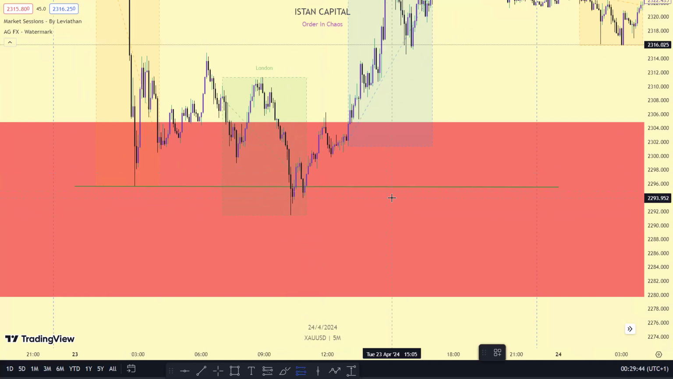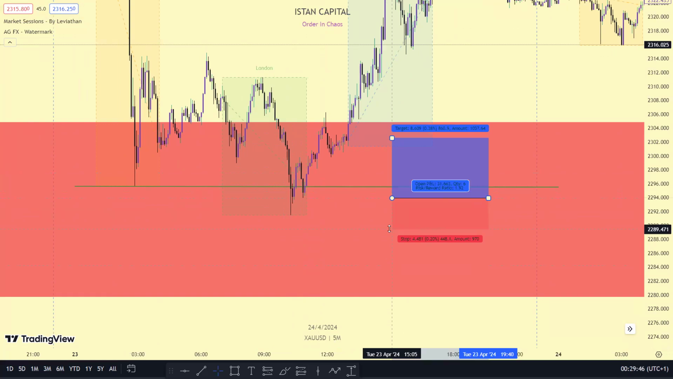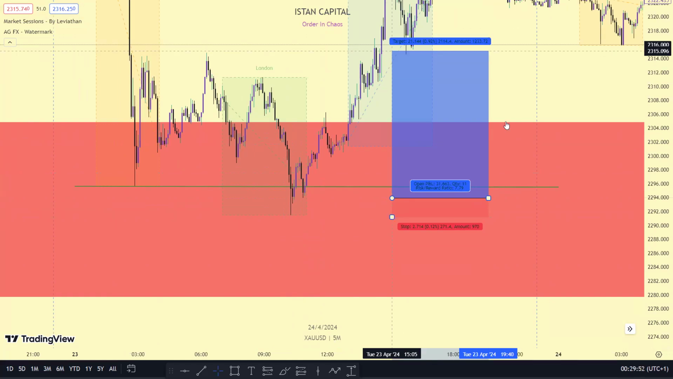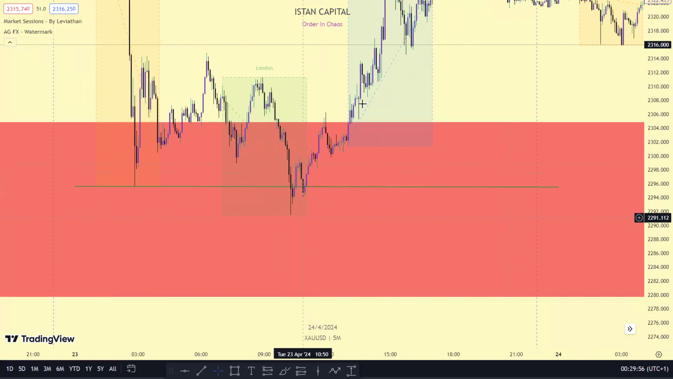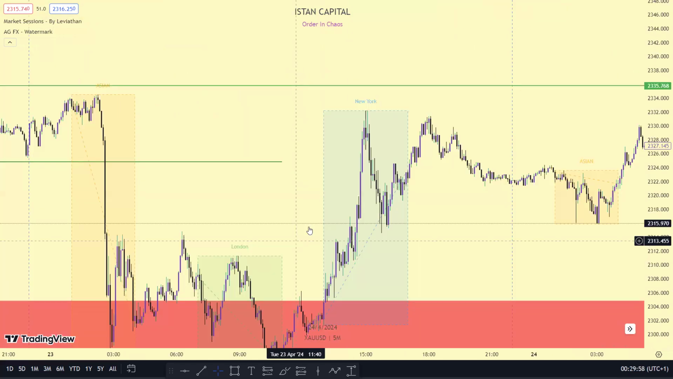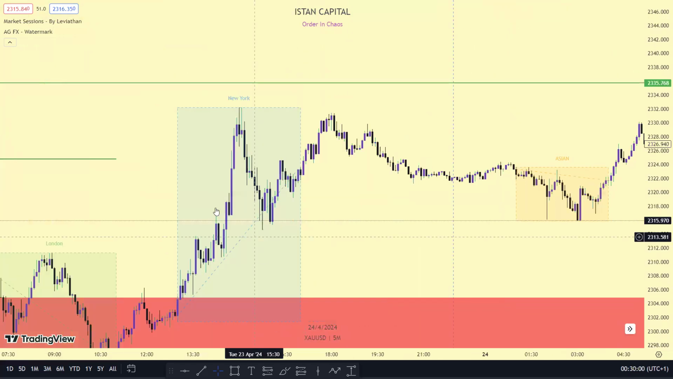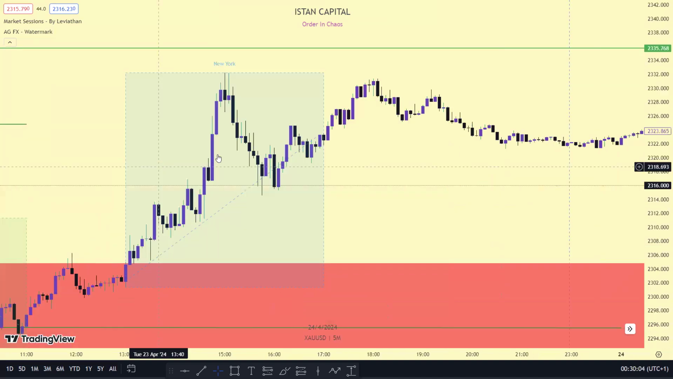This was the plan earlier. And then you target something like this. This was the plan earlier, but the market didn't do this. The market kept going higher. So I felt I had missed the trade. But now look at this.